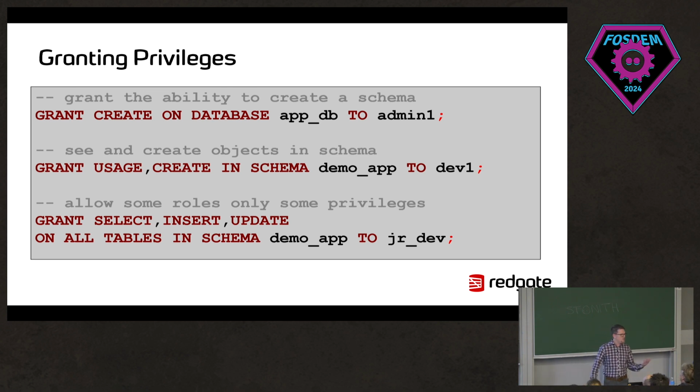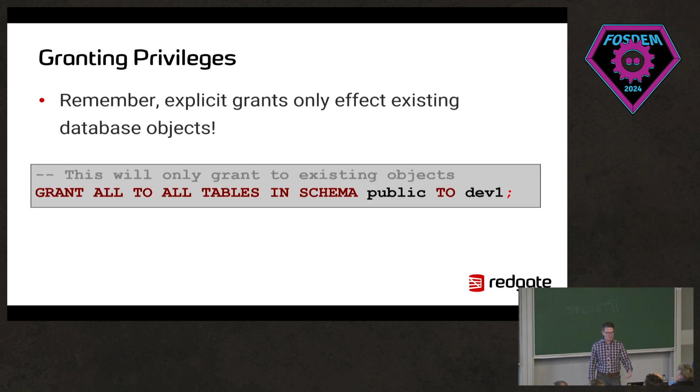But then we're going to create a junior role, the junior dev role, and we're granting select, insert, and update. But they can't delete, they can't create in the database. In theory, they've been given usage on the database. I missed that out here. I should have had that in that line. Now, there are other ways to do this. So, again, just remember, explicit grants only affect current database objects.